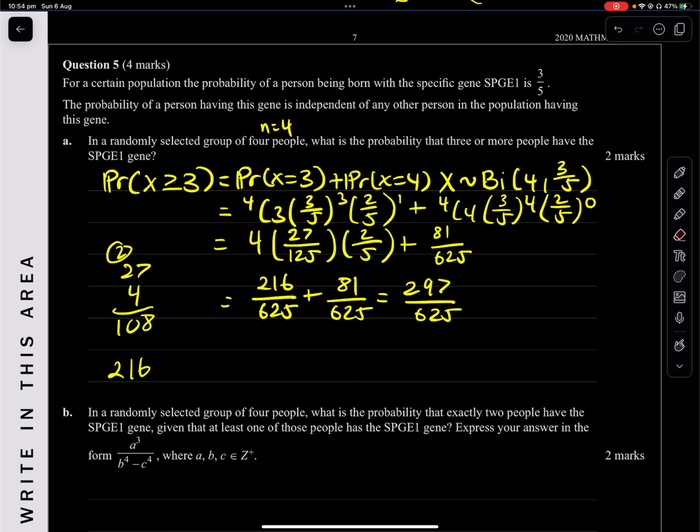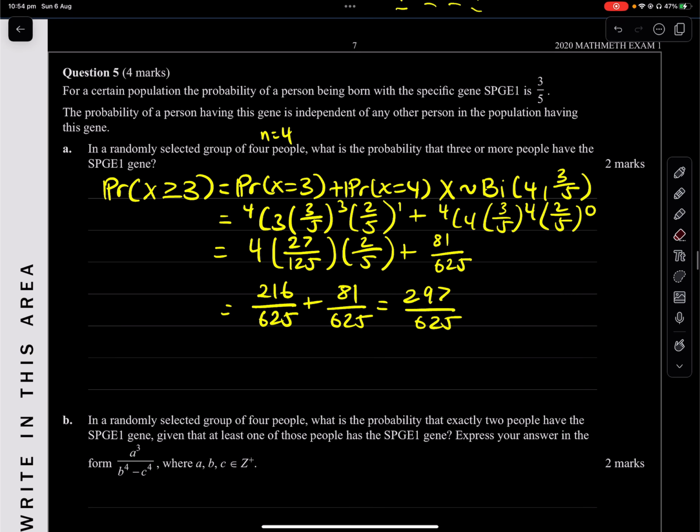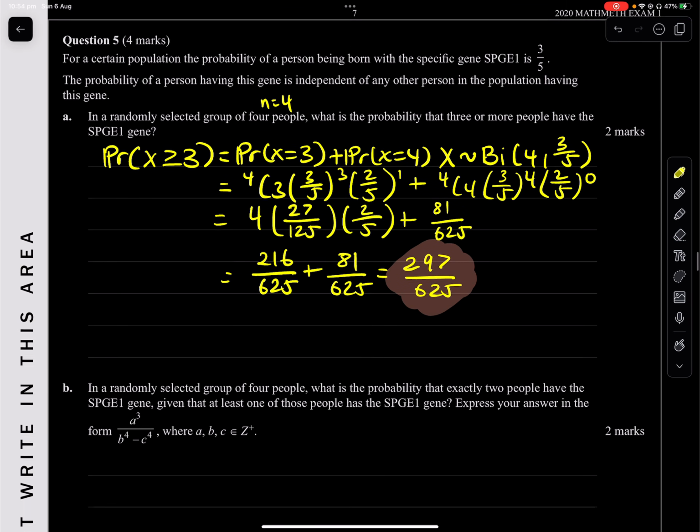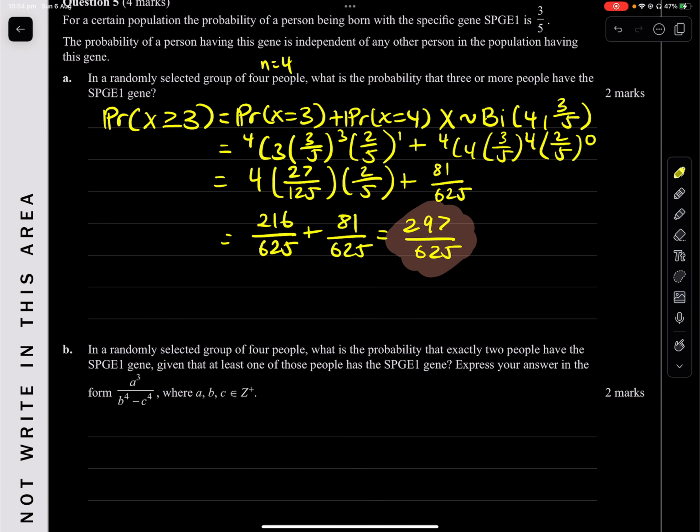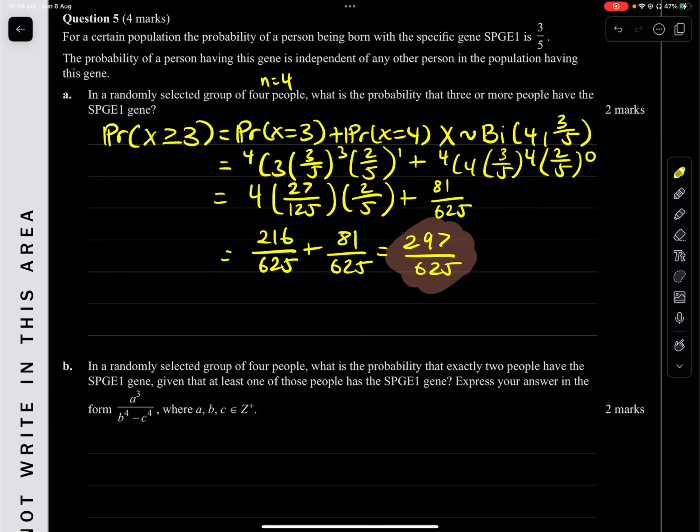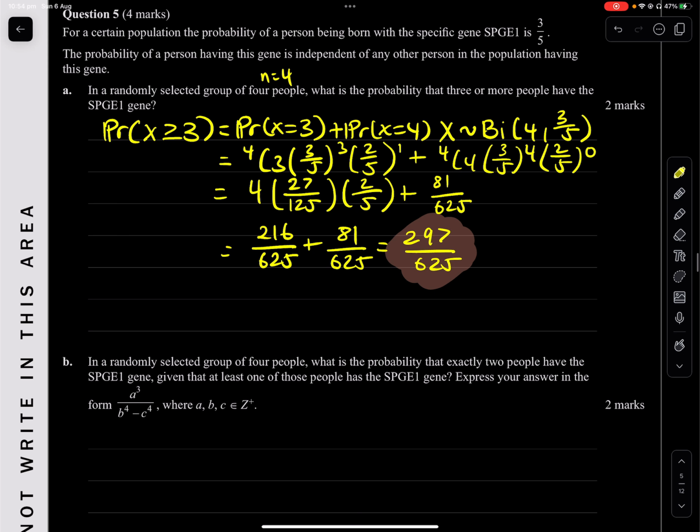Is that right? It's such a big number, but is this right? Let me just double check. I'm not too sure. So 27 times 2, so yeah, it looks right.